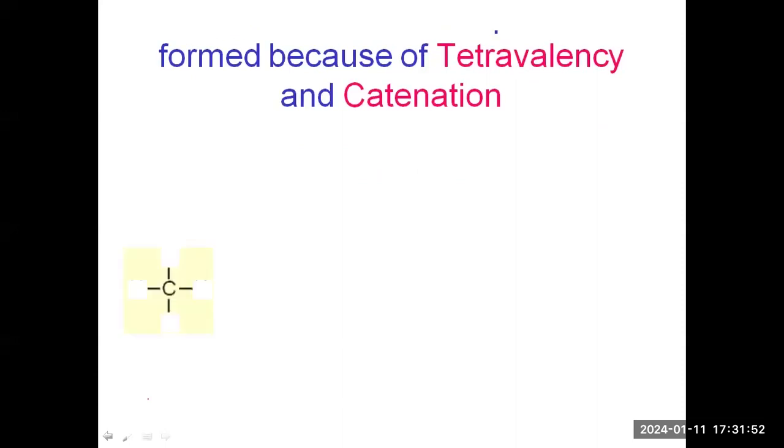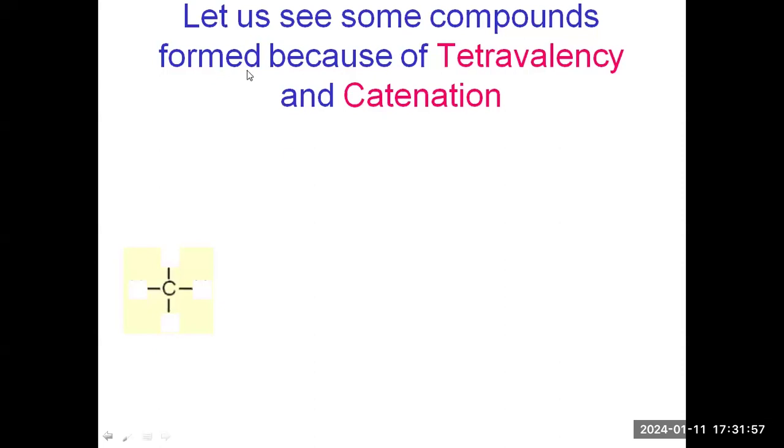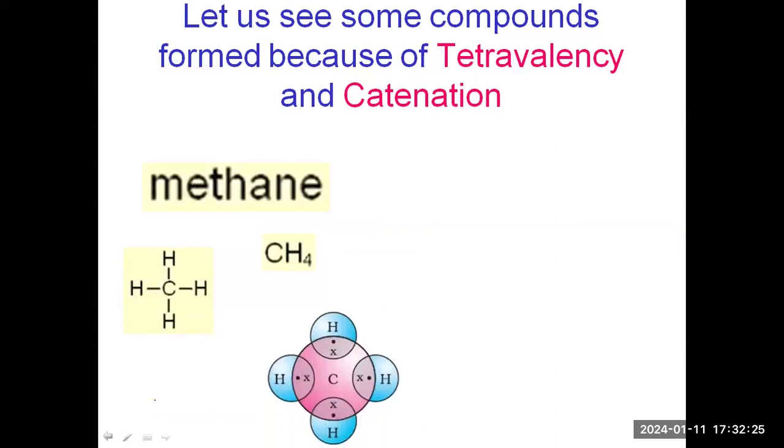Now let us see the compounds which are made out of catenation. The first compound that you see here is made out of one carbon atom. Now because the valency is 4, we have 4 hydrogen atoms here. So it is CH4 and this is called methane. The common name is biogas. CH4 is the compound and this is the electron dot structure.